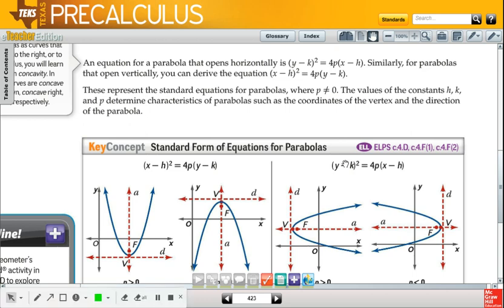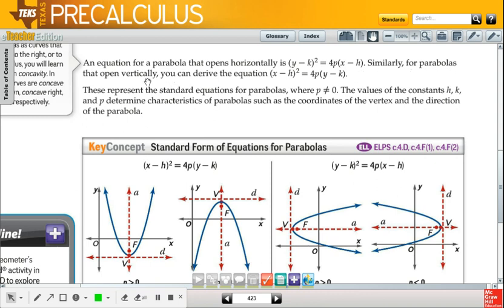In this video, we're going to talk about the equation or the standard form for parabolas. So what I would want you to do is have this information within your notes, especially highlighted. An equation for a parabola that opens horizontally, meaning open left or right, is the square of y minus k equal 4p times x minus h.